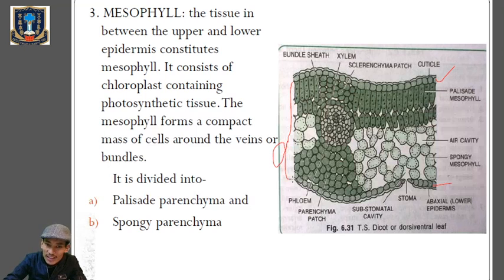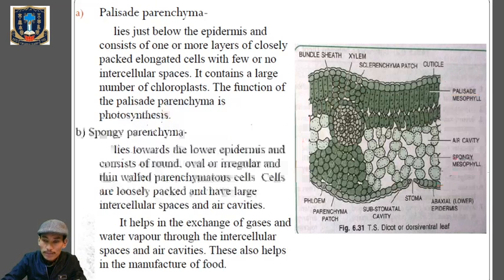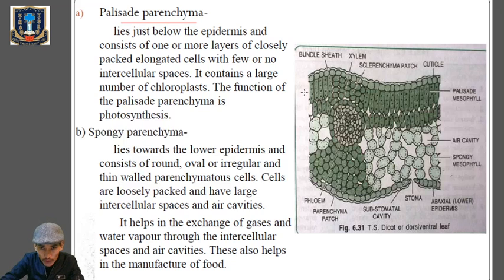So the mesophyll forms a compact mass of cells around the veins or the bundles. These mesophyll tissues or mesophyll cells are divided into two types: palisade mesophyll cells and spongy mesophyll cells. So let's see the palisade and the spongy cells. Okay, so first one is palisade parenchyma. This palisade parenchyma or the palisade mesophyll is close to the upper epidermis.